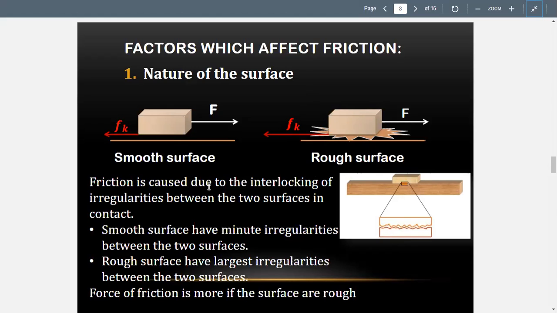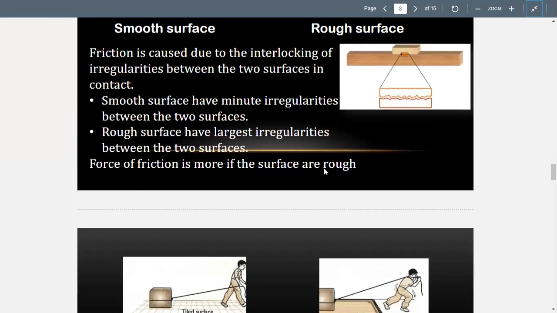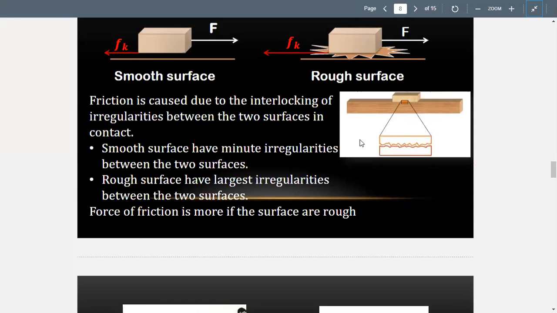Now, friction is caused by the interlocking of irregularities between the 2 surfaces that are in contact. So if you magnify the contact parts of this object at the top of the wood, you'll notice that it is not smooth. It's very rough on a magnified version. These rugged parts will interlock with the other surface, therefore offering frictional force. So when you move this to the right, friction will go in the opposite direction. Again, the kind of surface affects the degree of friction.